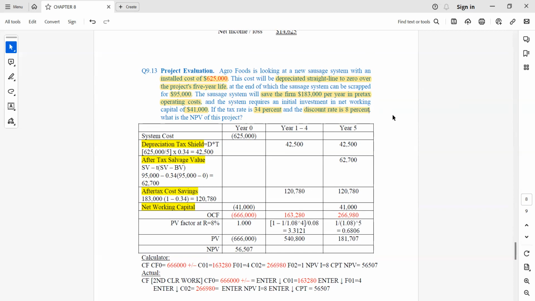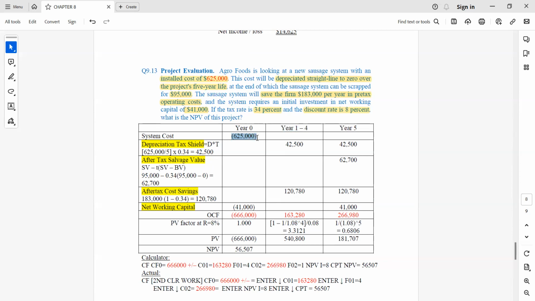So how long in total is this project last? 5, right? 5. So you can draw a table. Year 0 here and year 5 here. Okay, year 5 on the last column. In between year 1 to year 4, the numbers will be the same usually. Okay, so first one, you put your system cost. How much you pay for this installation cost is negative 625,000.